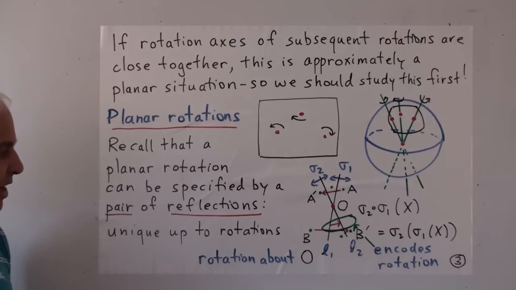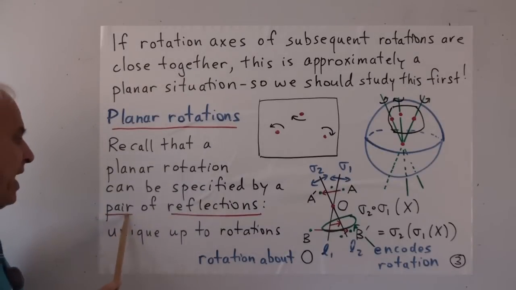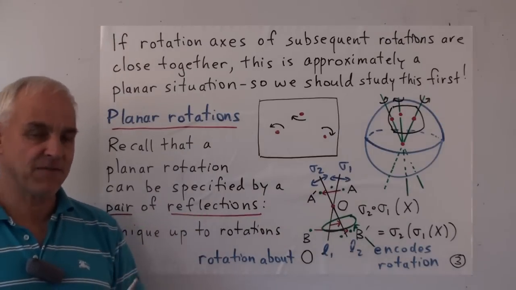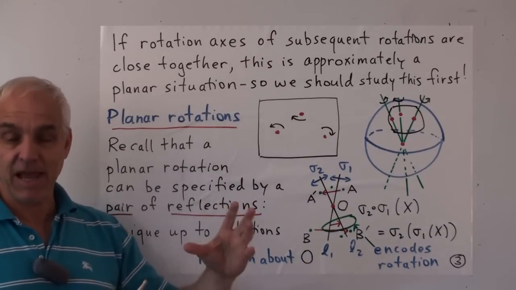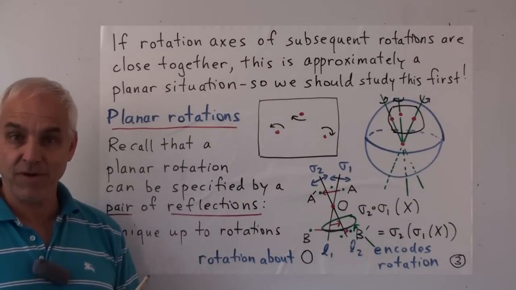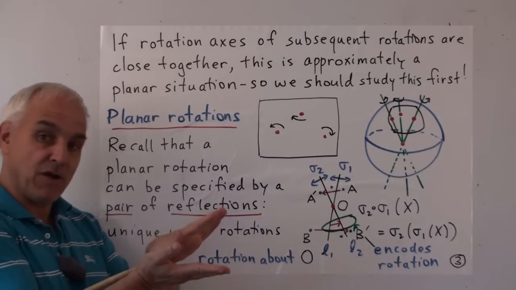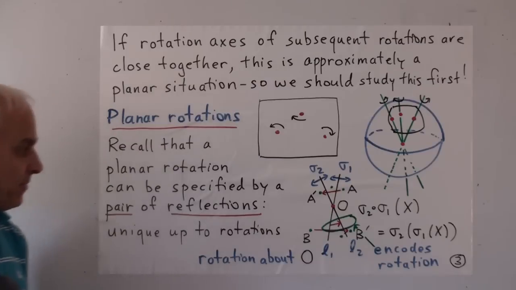Okay, so there's a nice way of dealing with that, which is to recall that a planar rotation can be specified by a pair of reflections. We saw this in our last video, that a rotation corresponding to a multiplication by a complex number of unit modulus can be thought of in terms of a product of reflections in two lines through the origin.